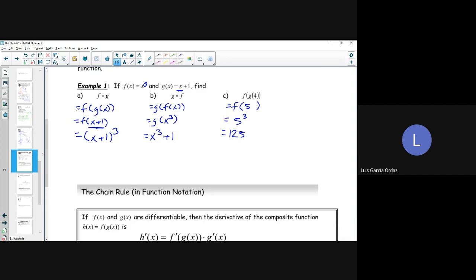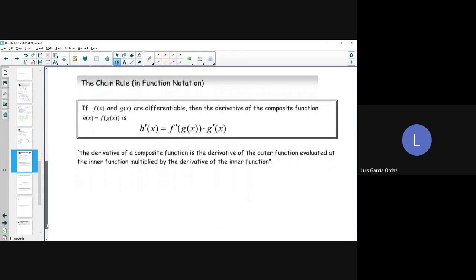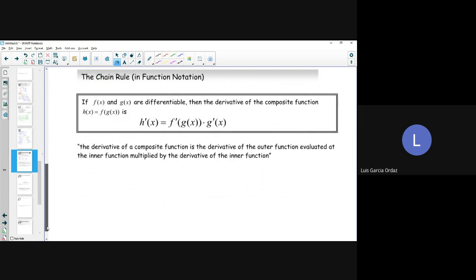With that said, this is going to lead us into talking about the chain rule in function notation, and the chain rule and derivatives. If I move down a bit, this is what the chain rule is. The chain rule in function notation is: if f of x and g of x are differentiable, then the derivative of the composite function h of x equals f of g of x is the derivative of f multiplied by g of x, which is then multiplied by the derivative of g of x.